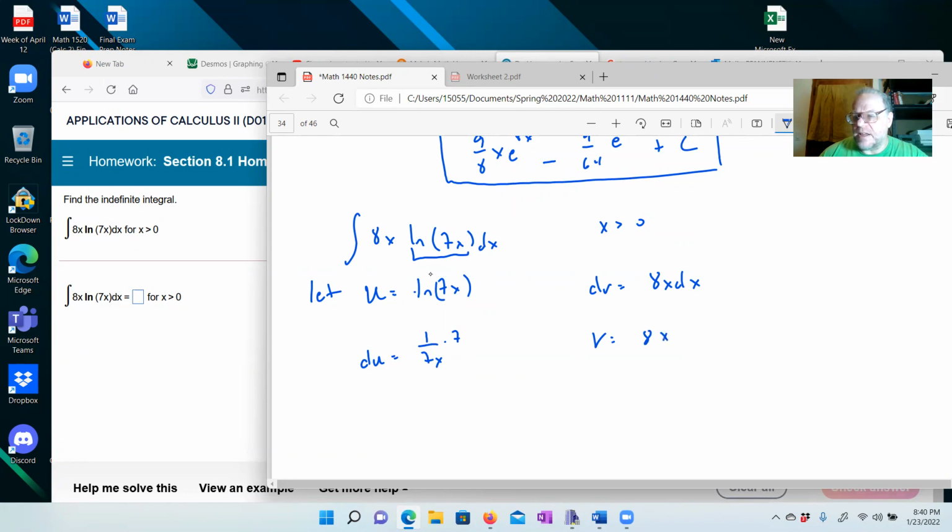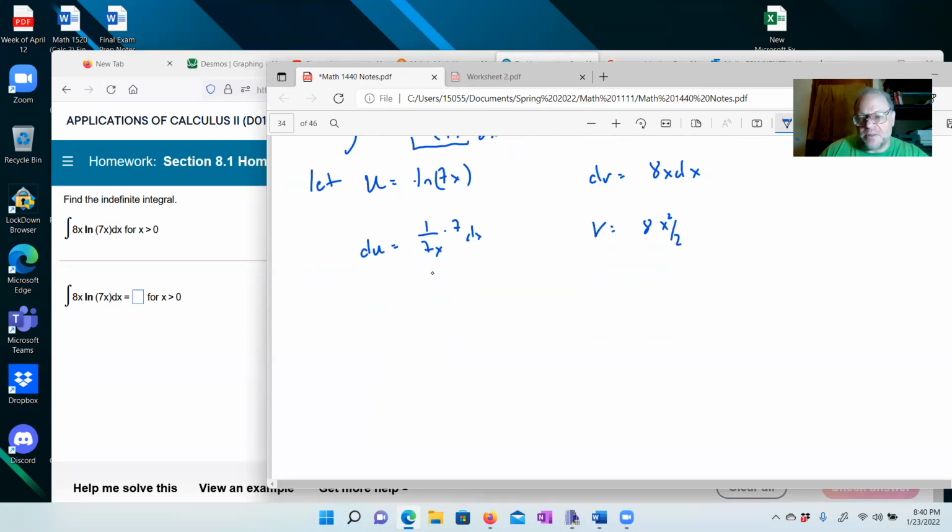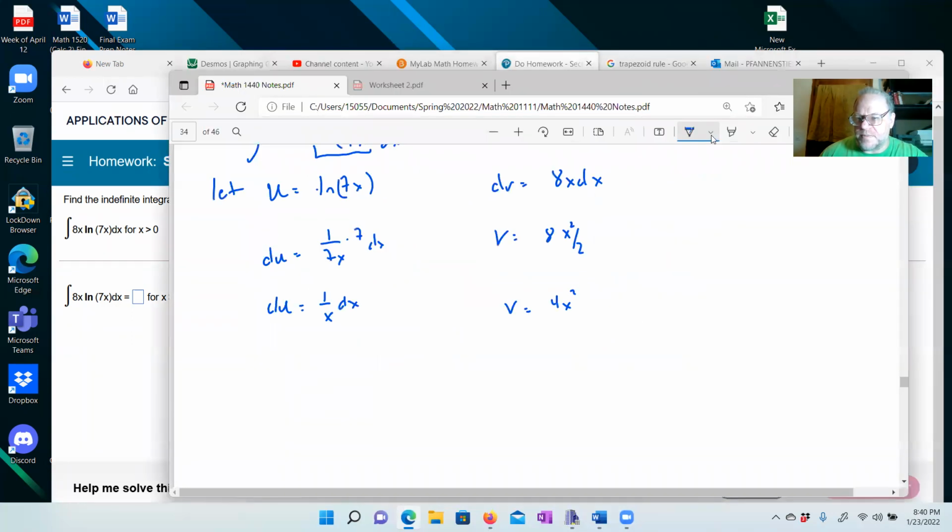We have a dx here, so we'll clean this up a little bit. Our du is equal to, the 7's cancel, 1/x dx. And then v is just equal to 4x squared. It's a little bit larger of a box here, but it's not going to worry us too much.